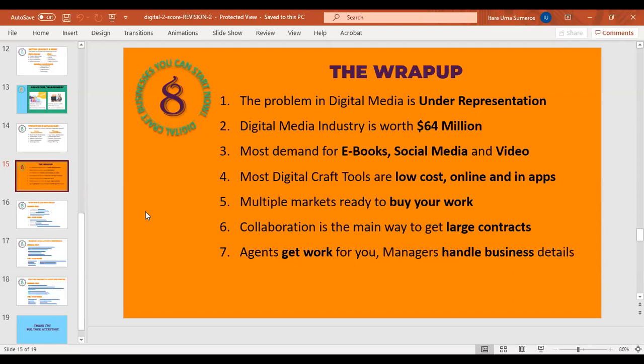Agents get work for you. Managers handle your business details. It's a little bit difficult to have an agent and a manager in the same person because their heads have to be in two different places. Agents have to be social butterflies, going to the trendy events, to the gallery showings, to events, to what have you.